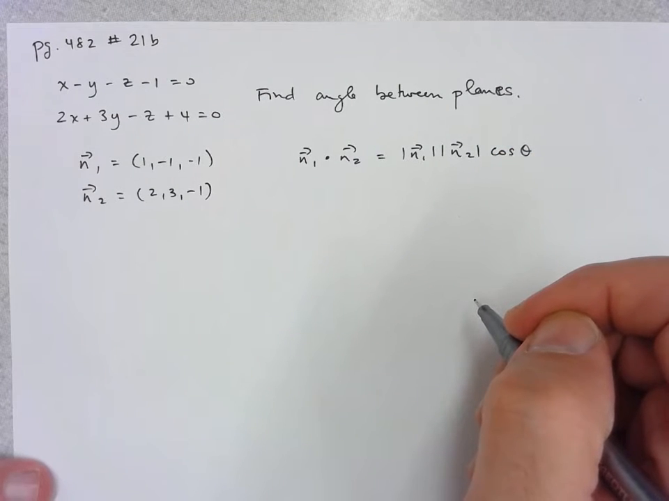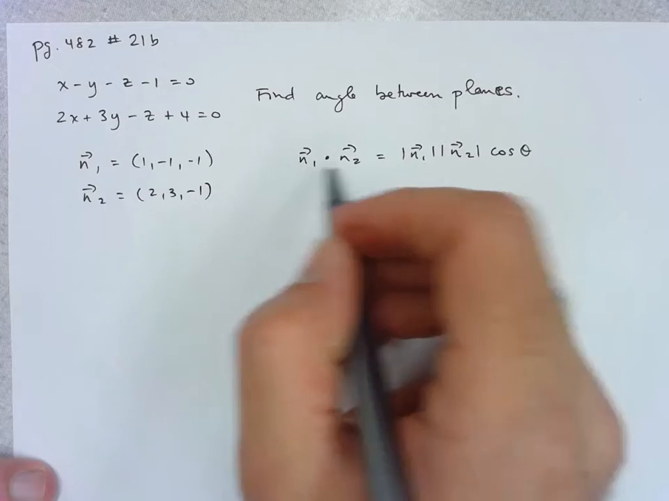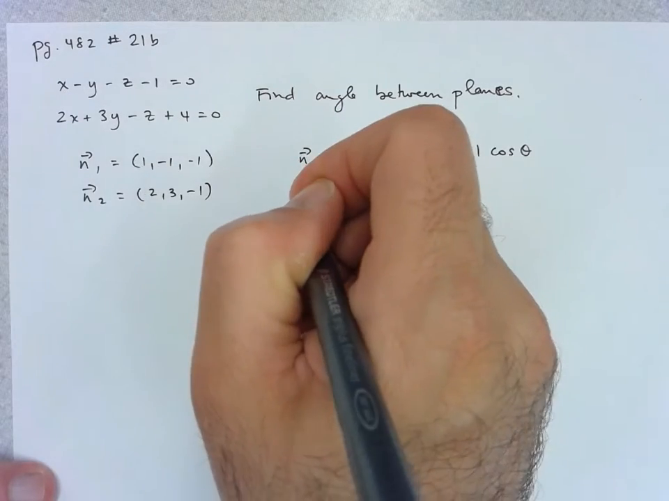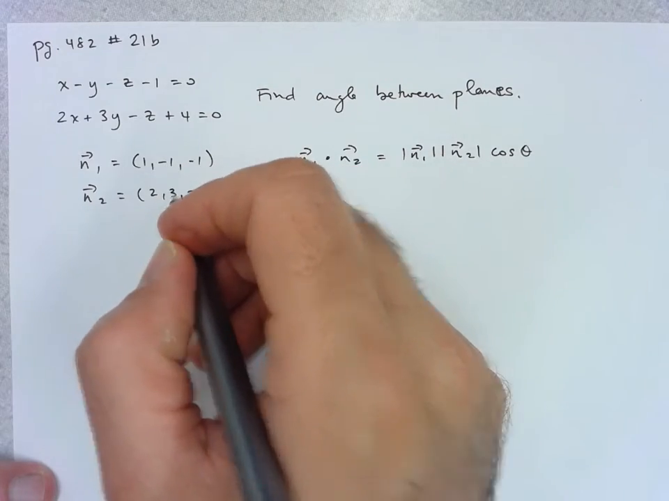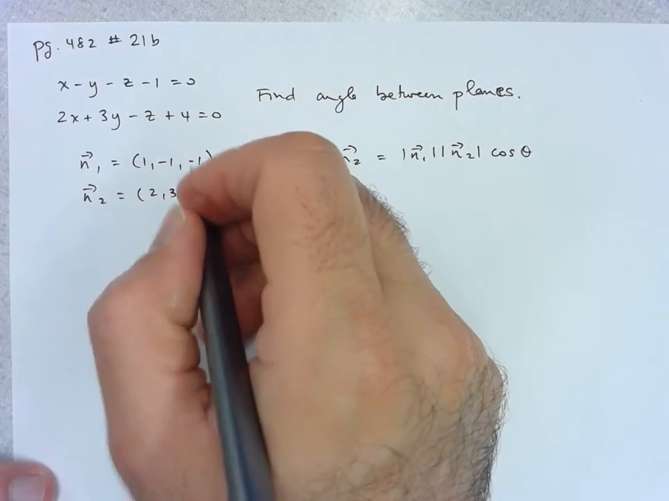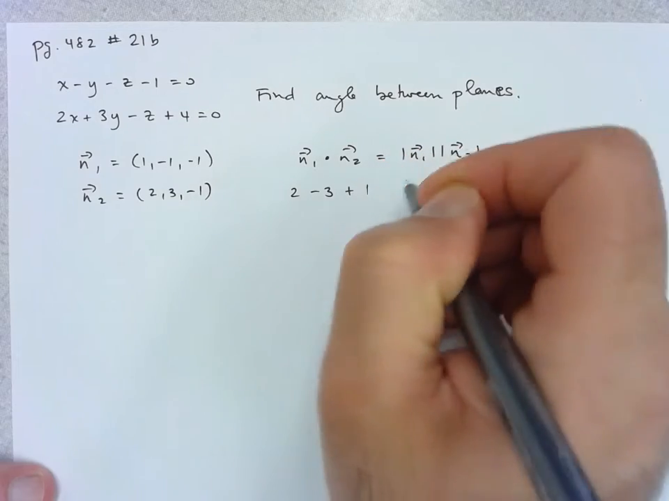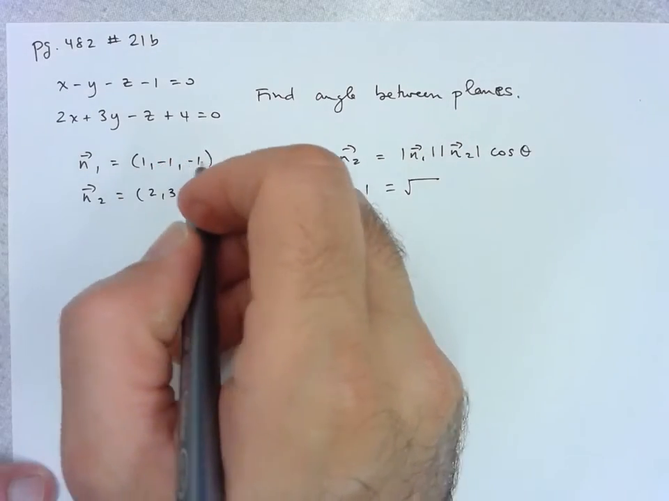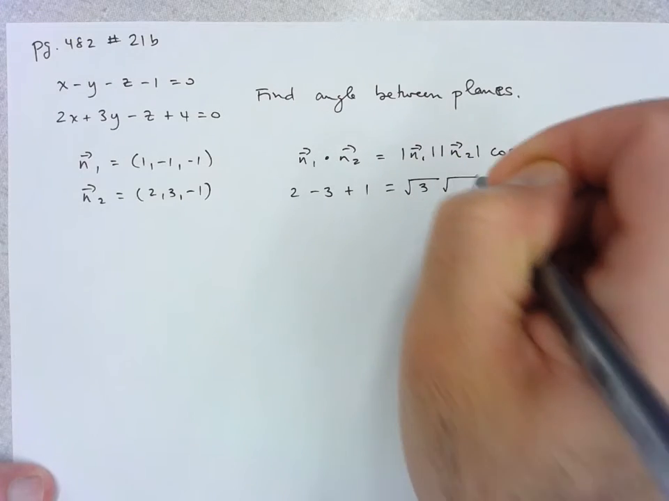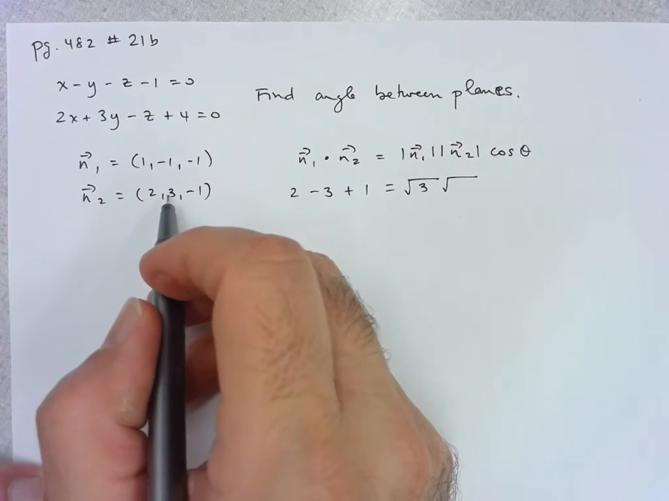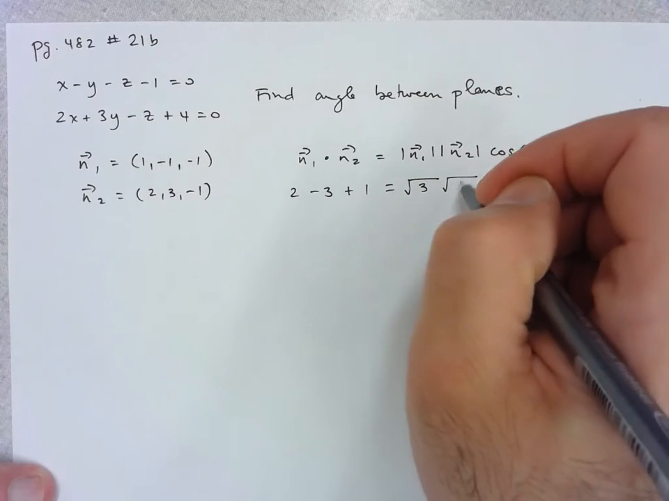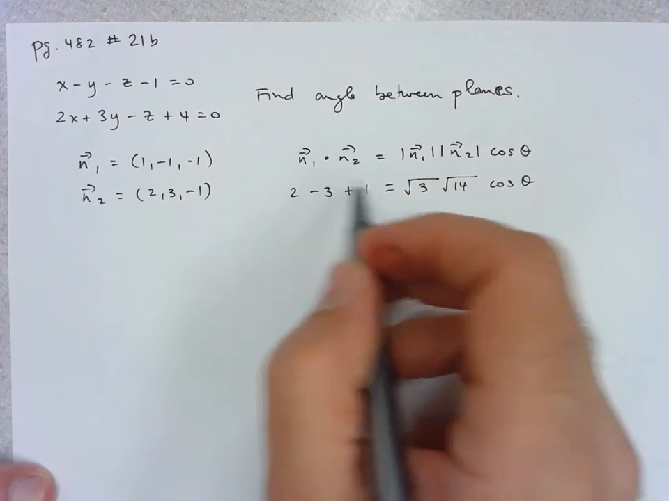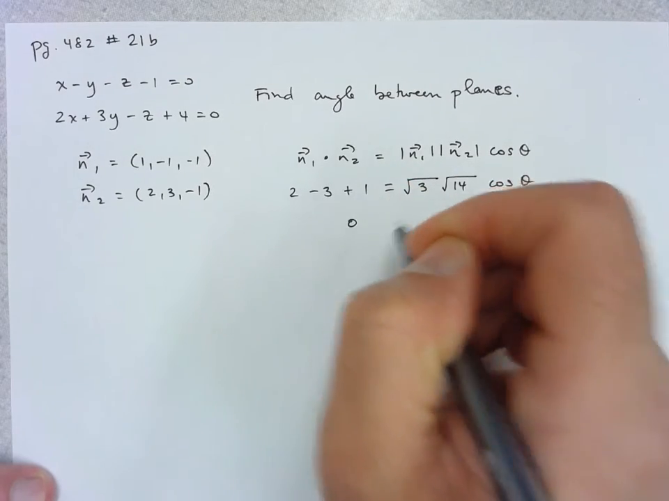So let's find n1 dot n2. Here we have 1 times 2 is 2, minus 3, and then plus 1. That is equal to the magnitude of n1, which is 1 plus 1 plus 1, just root 3, and here the magnitude of n2, so 4 plus 9 is 13, plus 1 is 14, times cosine of theta. Well, look at that. 2 minus 3 plus 1 is just equal to 0.